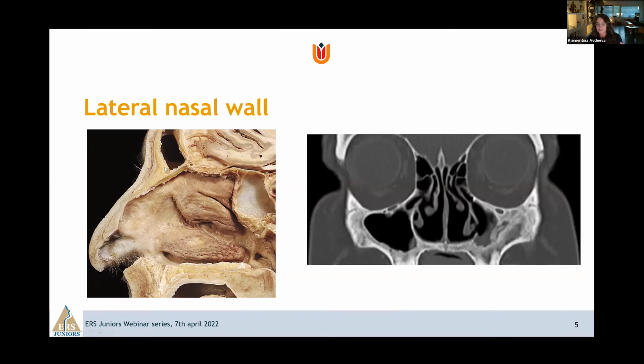The conchal plane is important to keep in mind when you're working on the skull base, because here, really superiorly, you cannot use turbinates as landmarks anymore. The intranasal cavity is covered by respiratory epithelium, except for the superior part of the septum, cribriform plate, and superior turbinates, which are covered by olfactory epithelium.